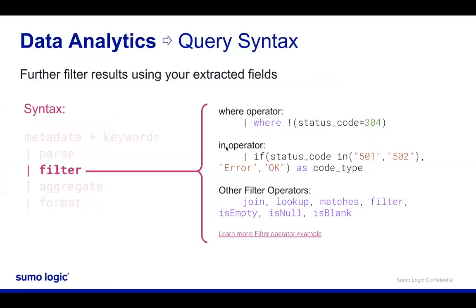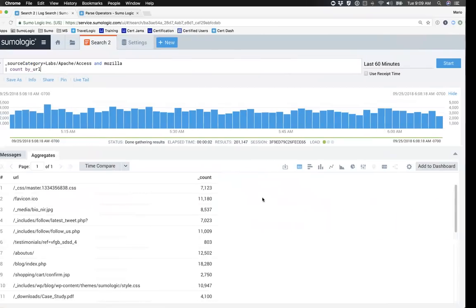But you have others like the in operator. If status code in one of these, then do something, otherwise do something else. And there's quite a few other filtering operators. Unfortunately, I can't show you all the dozens and dozens of operators we have. So I'm going to focus on the ones that are a little more meaningful. Let me continue with this example in here.